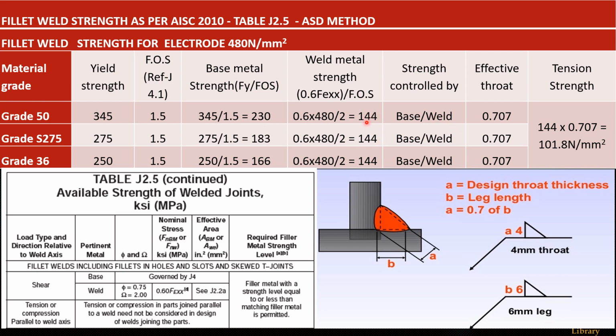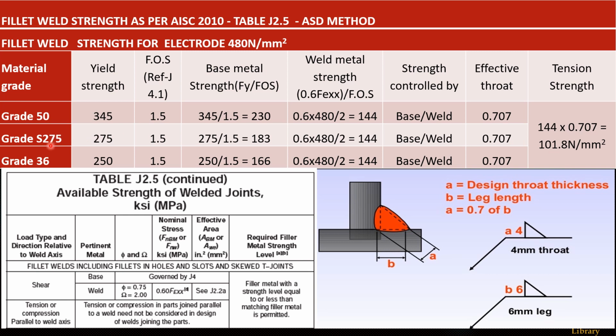Then we have to multiply this least value with the effective throat thickness. You can see this image here. This is the normal fillet weld image. This A is nothing but the design throat thickness, and this is the leg length. So we have to find this effective throat thickness. This is cos 45 degrees, and the cos 45 degree value is 0.707. So if you multiply the leg length by 0.707, then we will get the throat thickness value. So the final value is this 144 into the effective throat value. We will get the final tensile strength of the fillet weld, which is 101.8 N/mm² for the ASD method.